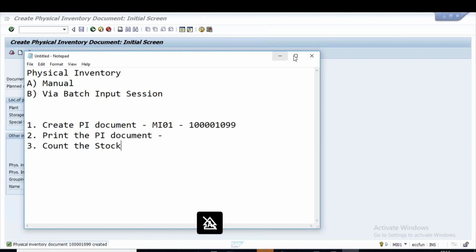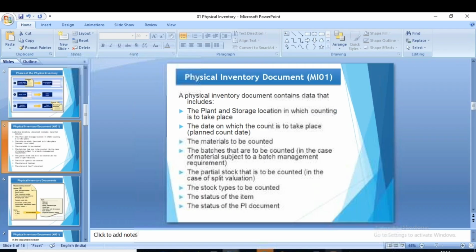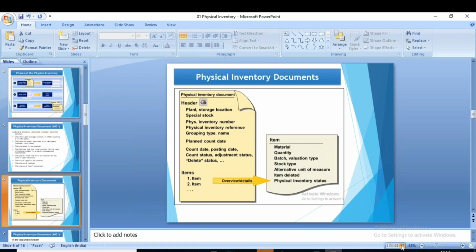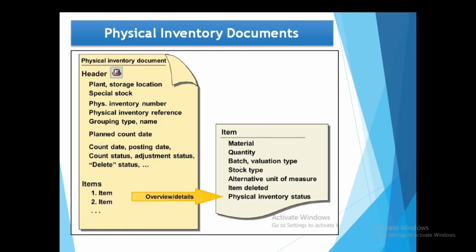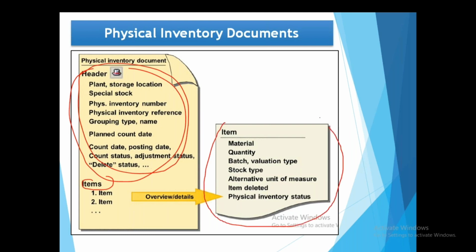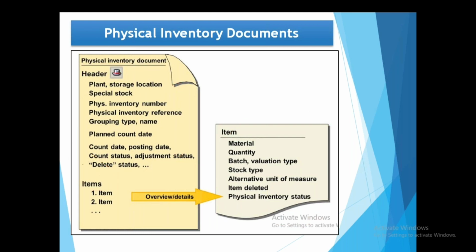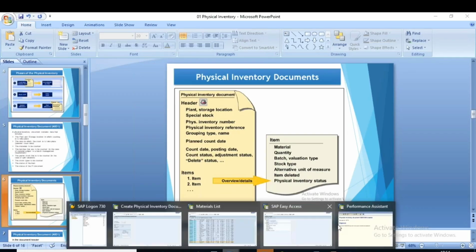So before that, we need to understand some concepts. Once the physical inventory document is created, it will contain two types of data. One is header data, and for each item, you will have item data.